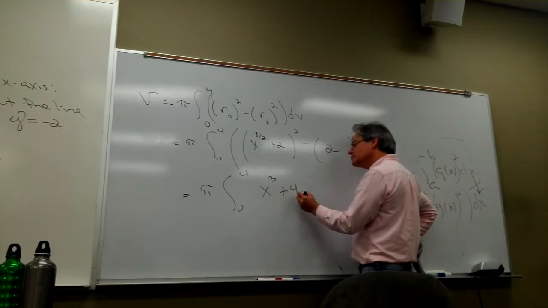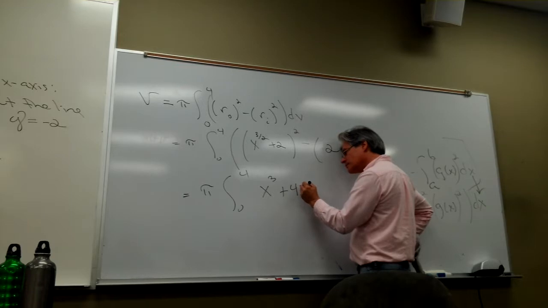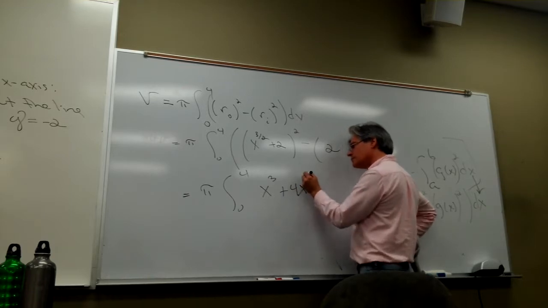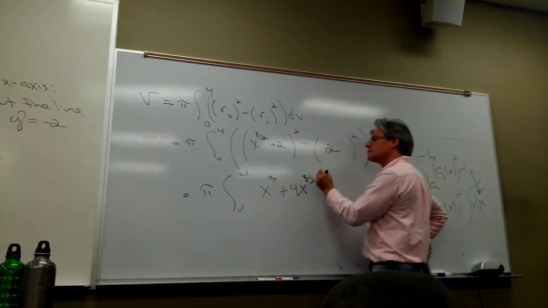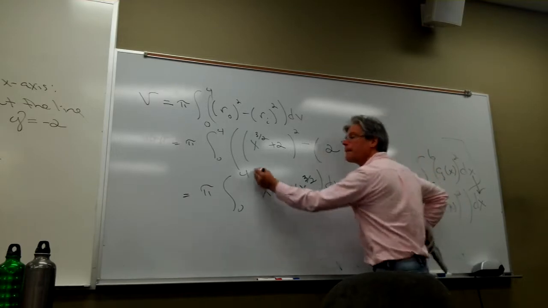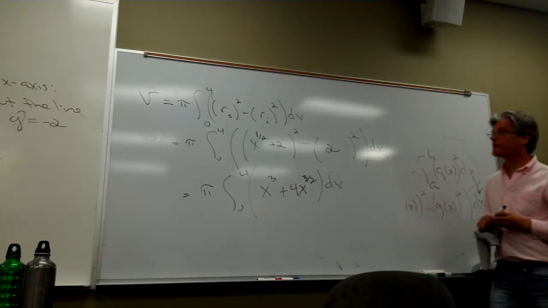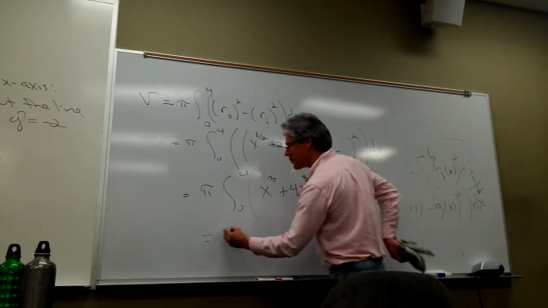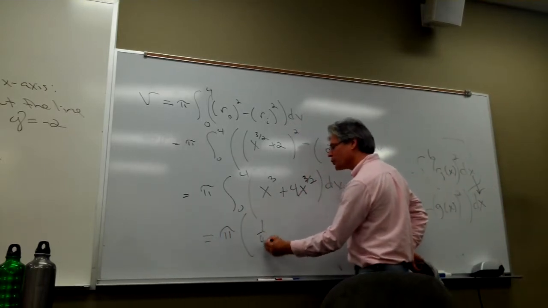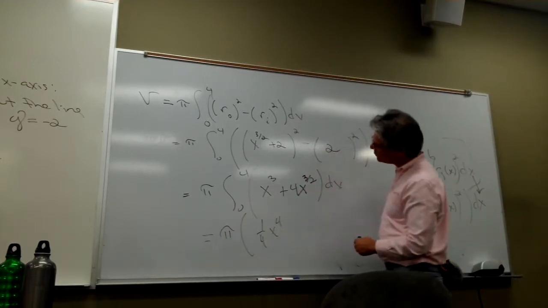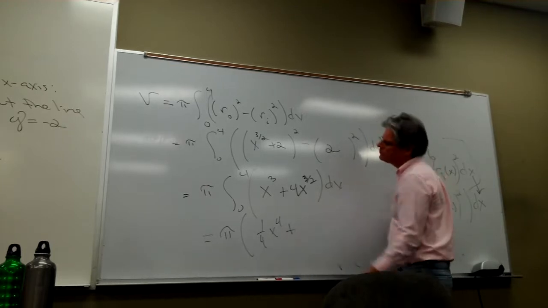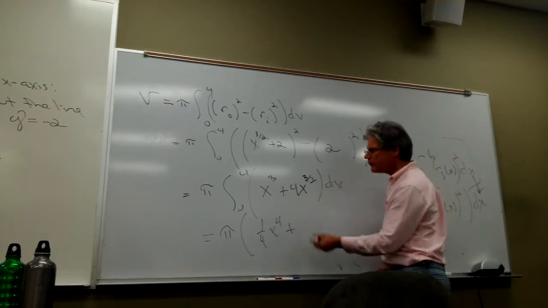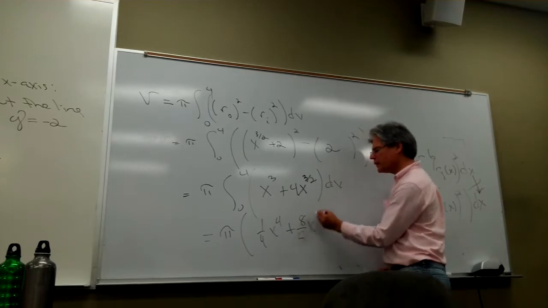X squared plus 1 minus, oh no, x to the 3 plus 4. Say it again. And then it generates nothing more than pi times 1/4 x to the 4th, I don't know, is that a plus? Is that an 8/5 x to the 5 halves?